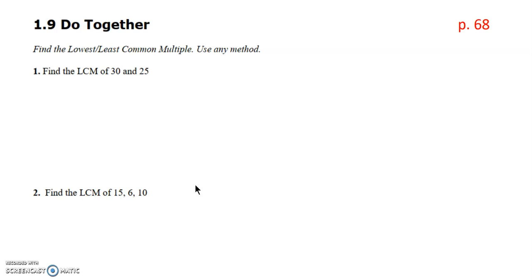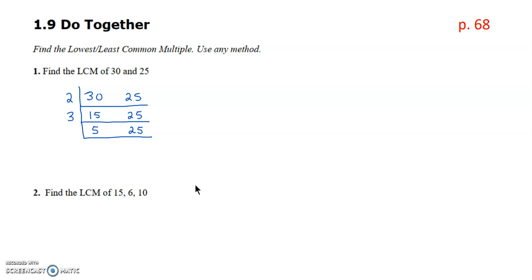So LCM of 30 and 25. So I'm going to put my 30 and my 25 next to each other. 30 is divisible by 2, but 25 is not. I no longer can divide by 2. I'm going to divide by 3. 15 divided by 3 is 5, but 25 cannot.